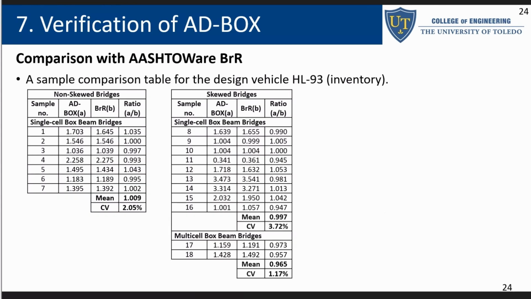We found the mean of approximately 1 with a coefficient of variation of up to 3.72%. This is the sample comparison table for the design vehicle HL93 inventory loading. We can see that the ratio of AASHTO to AASHTO BRR has a mean of 1 and coefficient of variation of up to 3.72% for both non-skewed and skewed bridges, including single cell and multi-cell configurations. So we can say that the rating factor values from AASHTO match well with the BRR.